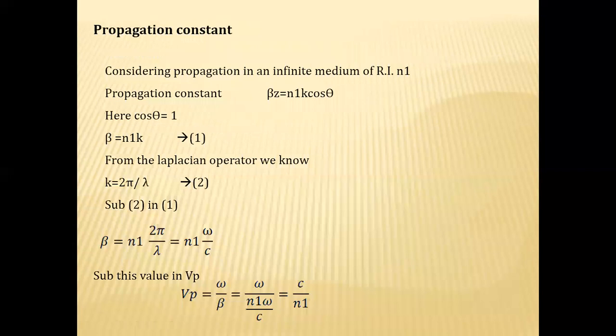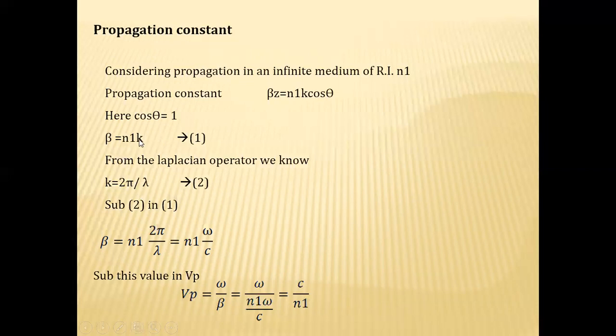Now let us see how group velocity and phase velocity relate to the propagation characteristics of packets of light. So let us see the derivation for this propagation constant. If propagation in an infinite medium of refractive index n1 is considered, then the propagation constant may be beta equal to n1 into k. Take this as equation number 1. Here k is the wave number, right? From that we know the value of k is equal to 2 pi by lambda.